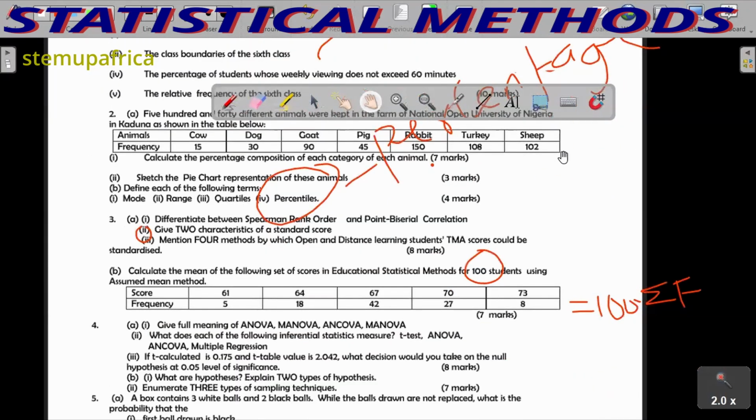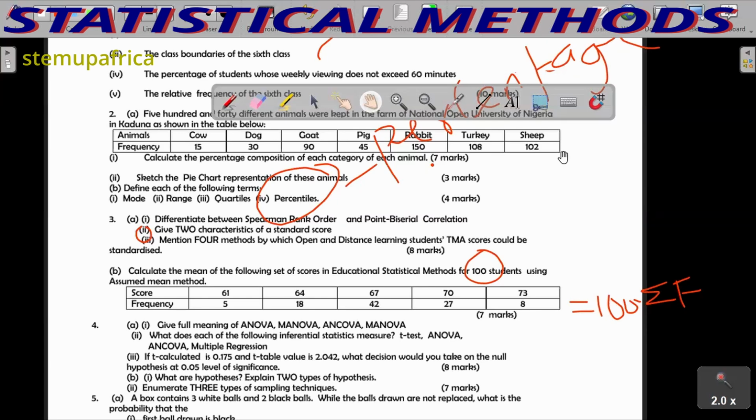So how do we get the assumed mean? You can get the assumed mean from the table they gave to you. You can get the assumed mean from 61, 64, 67, 70, and 73. So from these numbers, you can get the assumed mean. Anybody have an idea how you can get the assumed mean from this table? Anybody know how you can get the assumed mean?